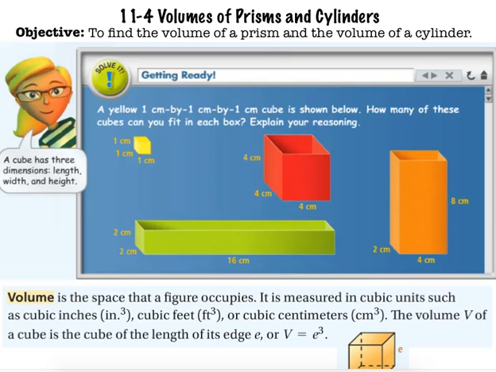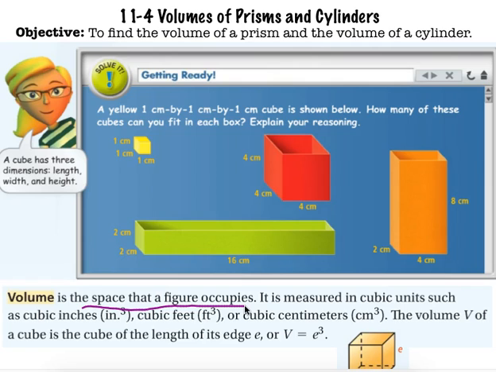Hey, geometry! We've made it to the second part of the chapter, which deals with volume. This lesson specifically is on prisms and cylinders. Little recap here on what volume is. Hopefully it's a review. Done this probably since elementary school. But volume is the space that a figure occupies. So how much of something can I put into my solid?